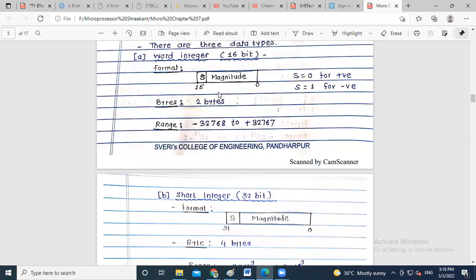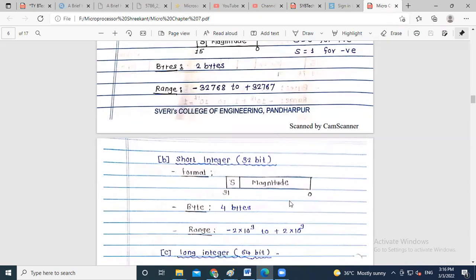So next one in the integer is the short integer. In the short integer, it is 32 bit. Word integer is 16 bit length. Short integer is 32 bit length, and that format is 0 to 31. It becomes a 32 bit. So bit 31 we use for the sign bit, and the remaining are all magnitude.